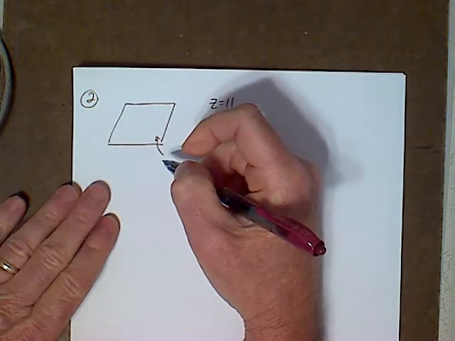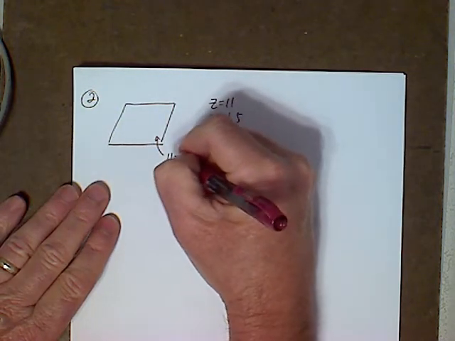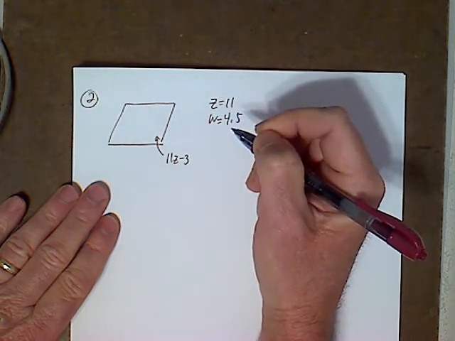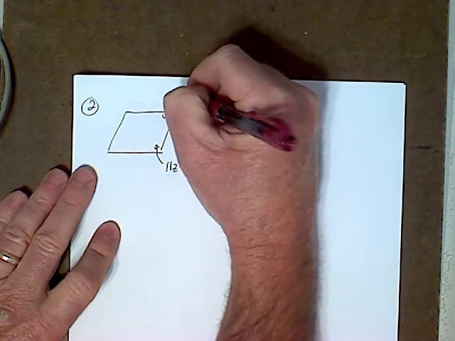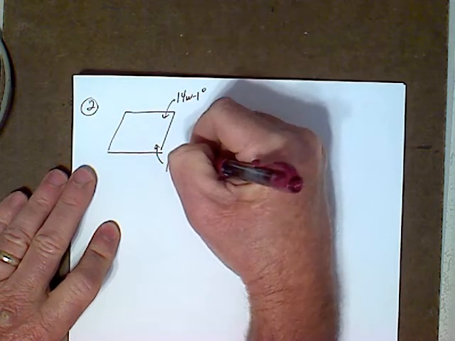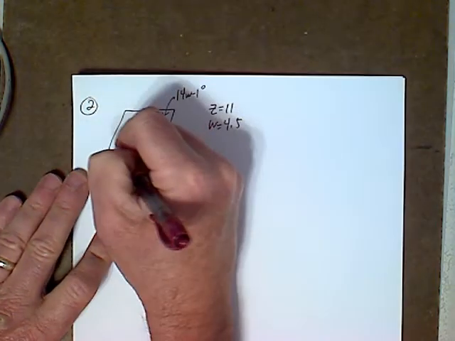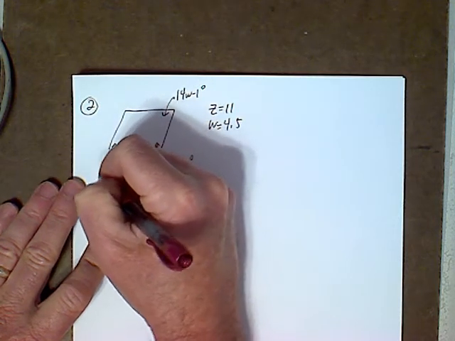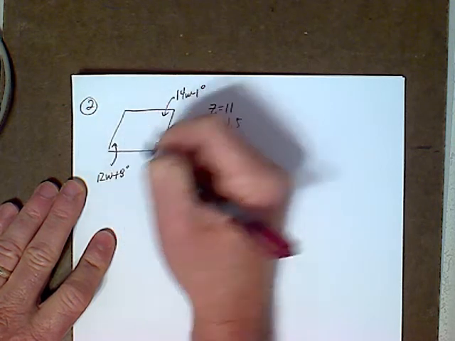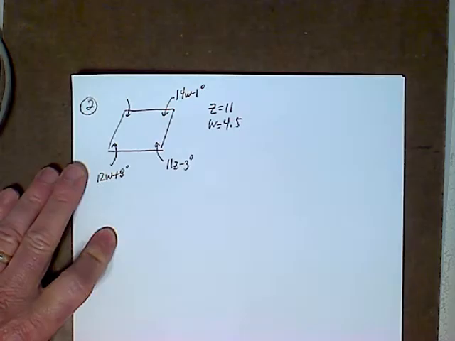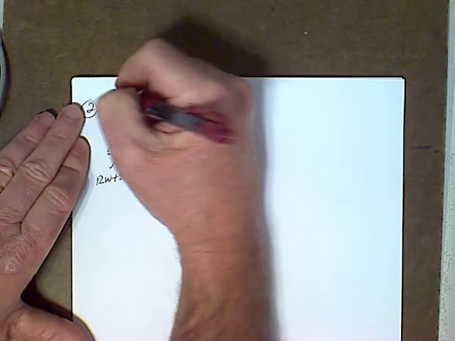This angle down here at the bottom corner is going to be 11Z minus 3. Up here in this corner, this angle is going to be 14W minus 1. Again, those are degrees. Here we have 12W plus 8 degrees. And this top left-hand angle is going to be 9Z plus 19.